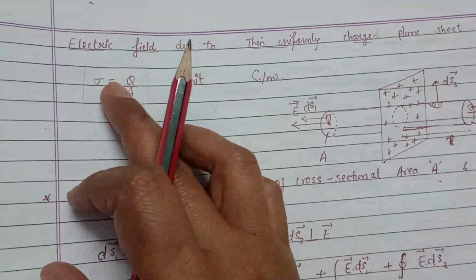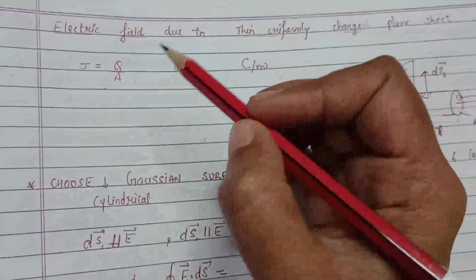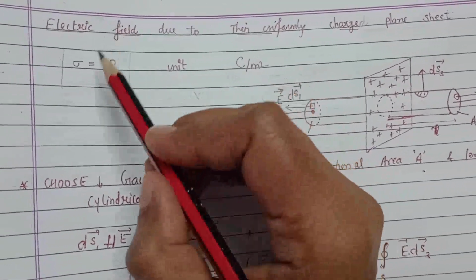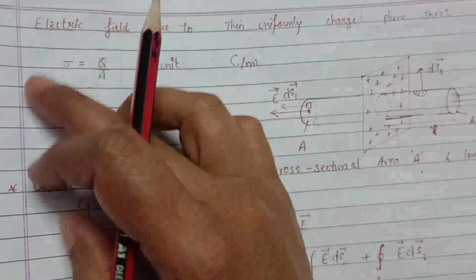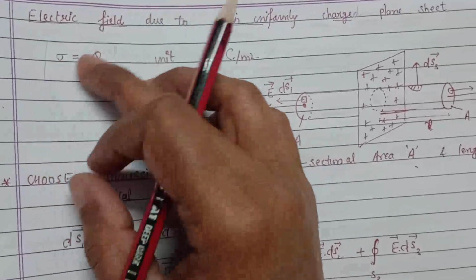So what is sigma? Sigma is called here surface charge density. And what is Q? Q is here charge and A is here area. Sigma is defined as charge per unit area. So how do we define it and what is the actual meaning of this physical quantity?